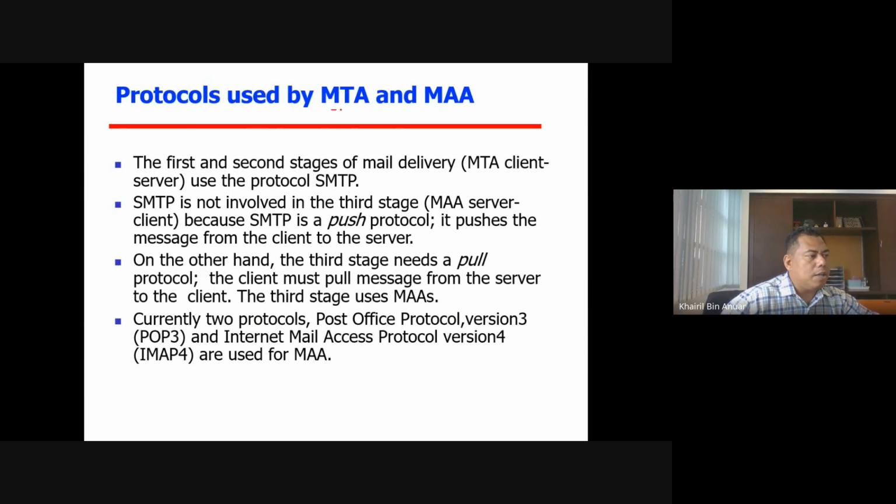The protocol used by MTA, already mentioned, is SMTP, and MAA is actually defined over here. We have POP3 and IMAP. So in the first and second stage of email delivery, the MTA client uses SMTP. SMTP is not involved in the third stage, where the MAA server and client are involved, because SMTP is a push protocol and it pushes the message from the client to the server. On the other hand, the third stage needs a pull protocol, where the client must pull the message from the server to the client. The third stage uses what we call MAA, and the two common protocols right now are Post Office Protocol and IMAP, Internet Mail Access Protocol.